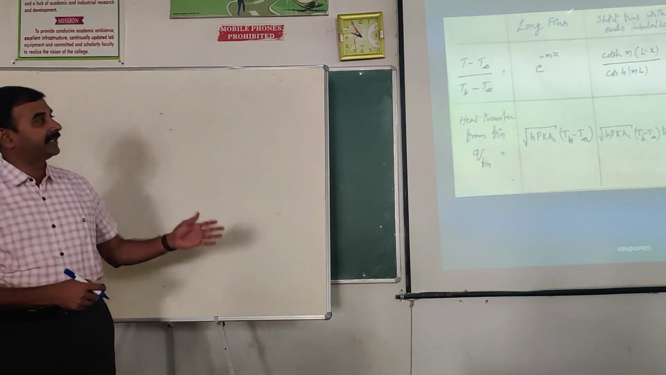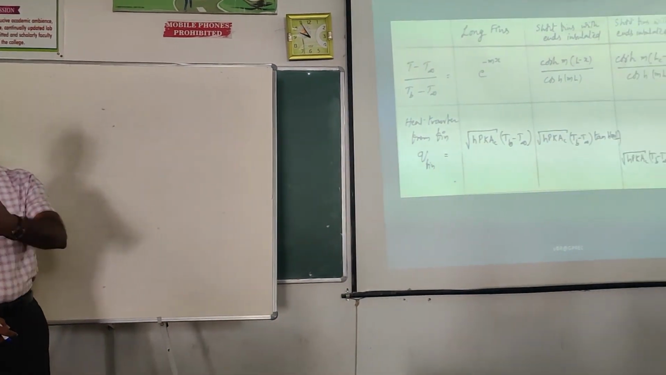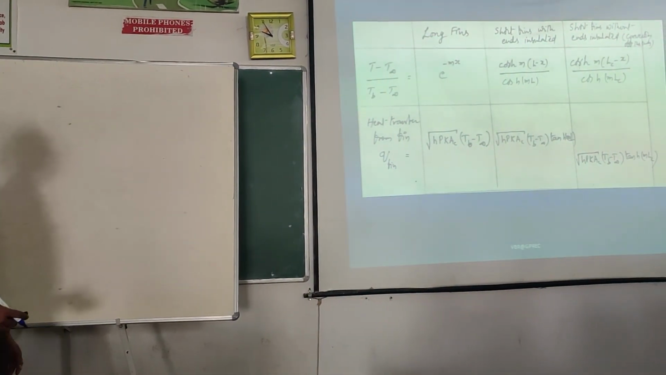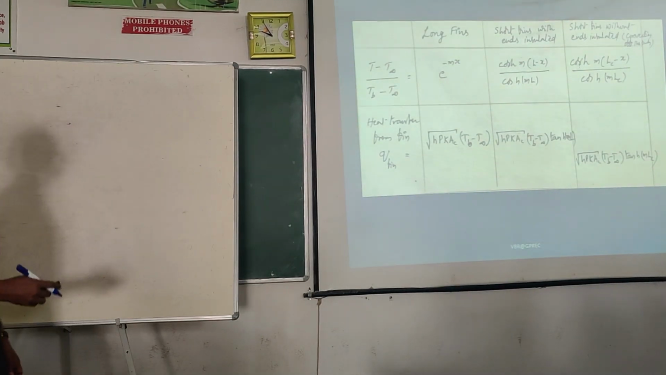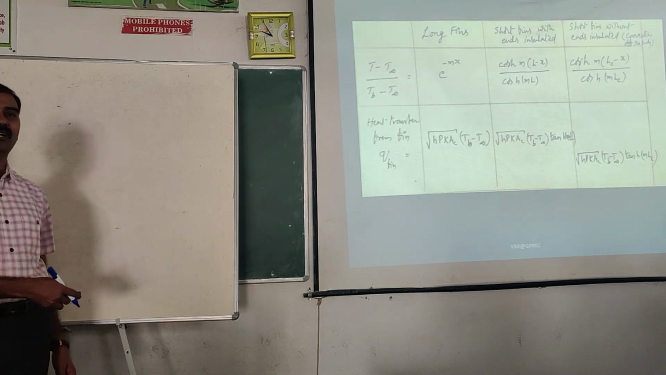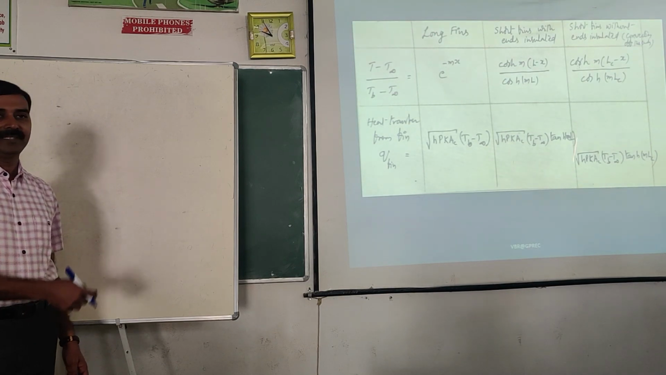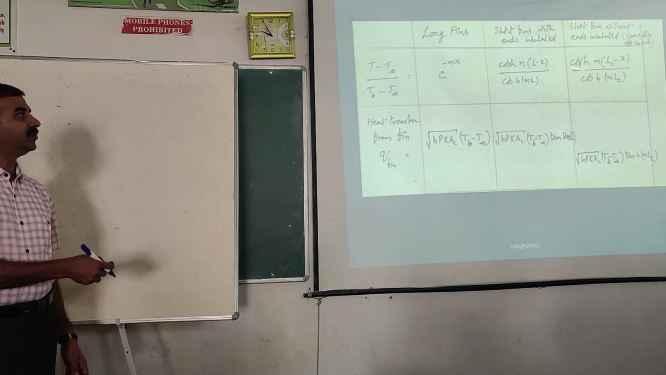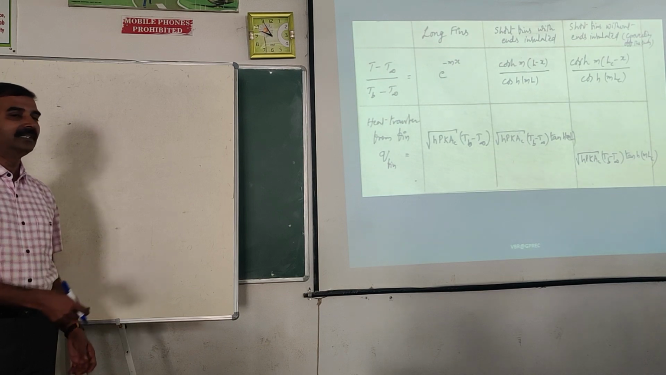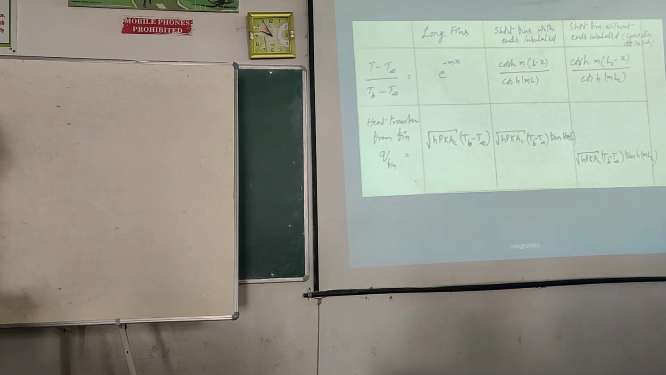I don't know what you have written, case 1, 2, 3 or A, B, C. Whatever you have written in your notebook earlier, take that. Now this is a case of a short fin without end insulated, or with convection from the end. Therefore, you have to use this formula for temperature distribution, and for the heat transfer rate from the fin, that you have to use.